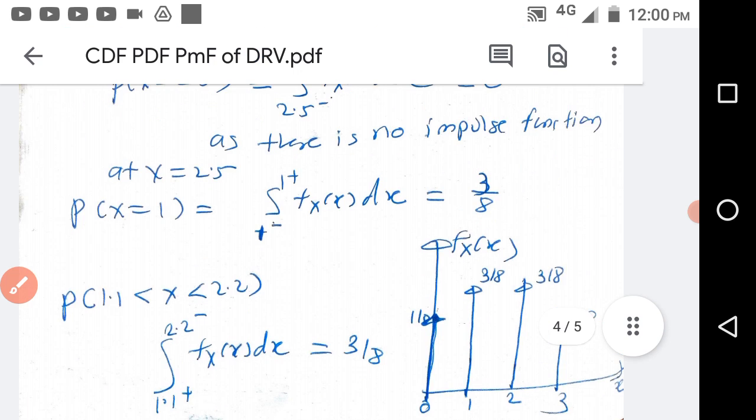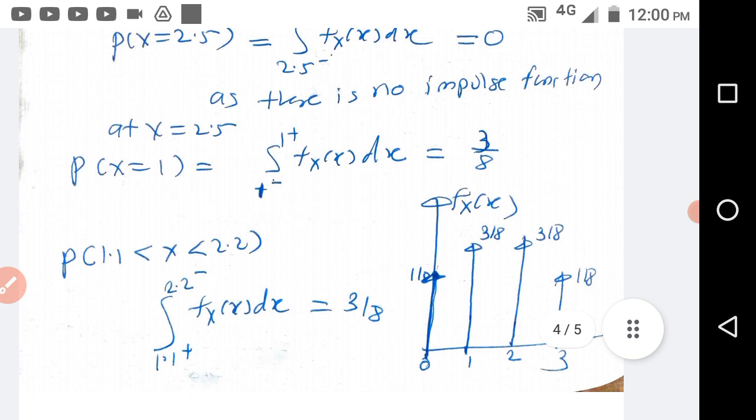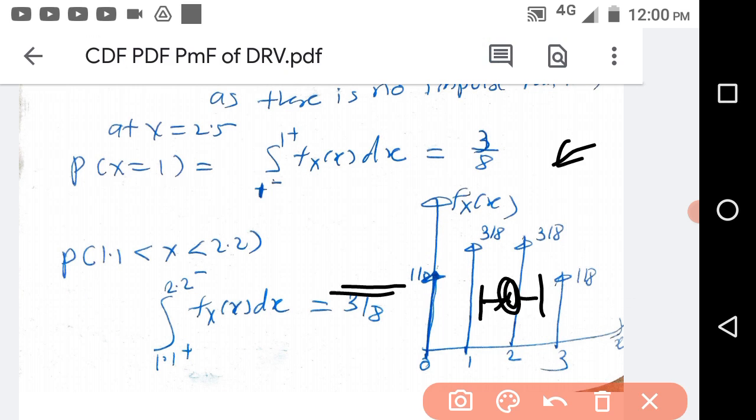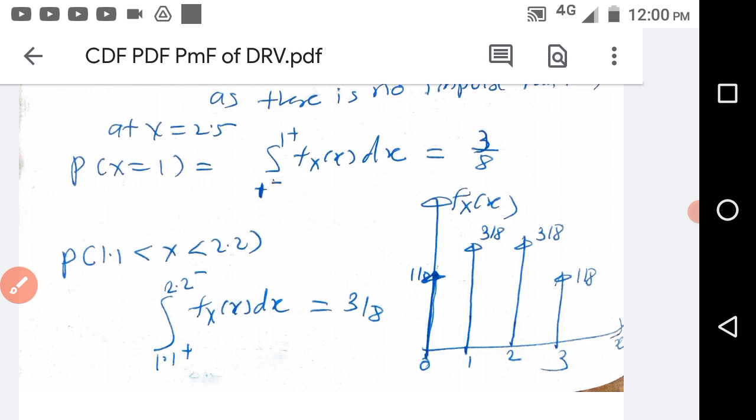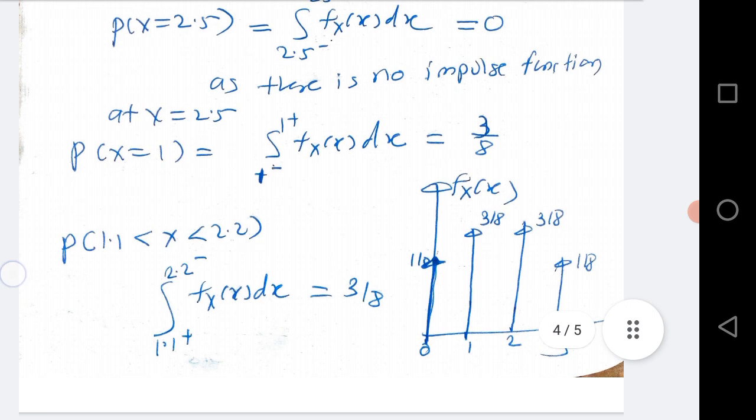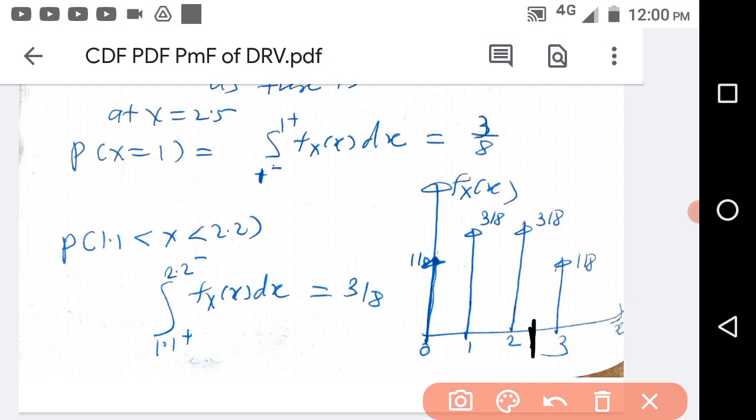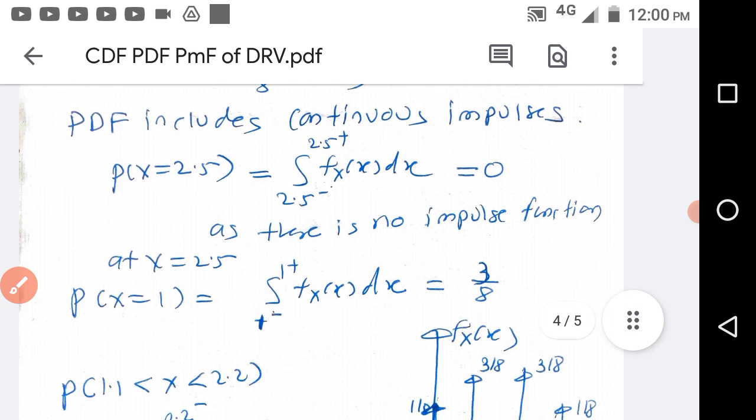If you find the probability at 2.5, then here, at 2.5, again you have to take the integration of the f_X(x) function, but as you see there is no continuous impulse function, or the amplitude is equal to 0, so you will get the probability equal to 0. So the probability at x equal to 2.5 is equal to 0, because at that point there is no value of the f_X(x).